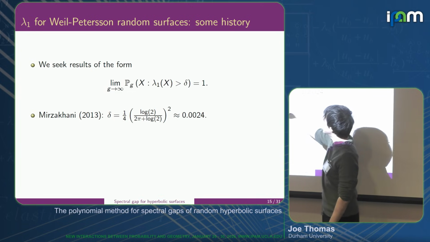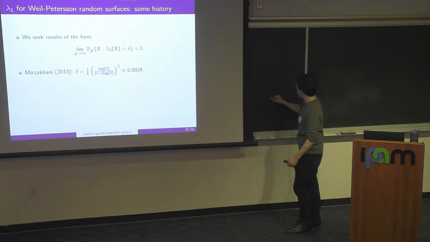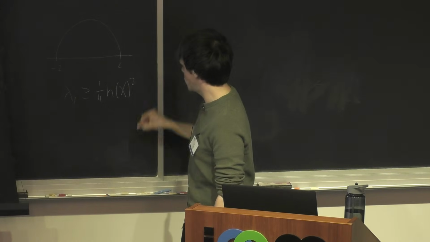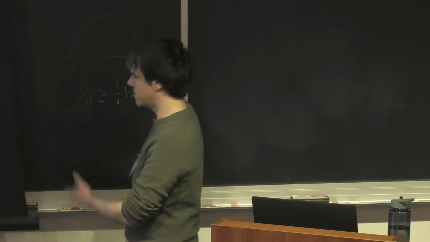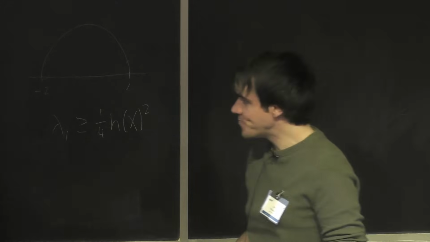So the Cheeger constant is related to lambda 1. You have lambda 1 bounded below by 1/4 times the Cheeger constant of your surface squared. So this is why it has this funny form, 1/4 times something squared. And she found a lower bound for this Cheeger constant to get this.